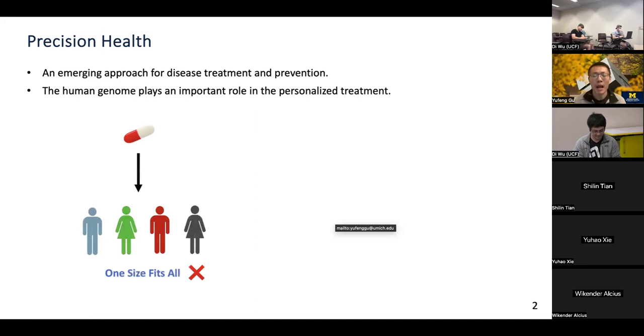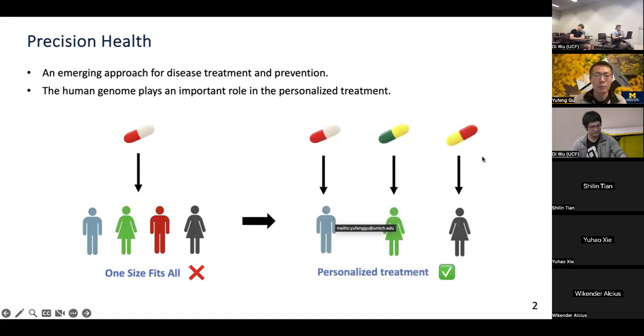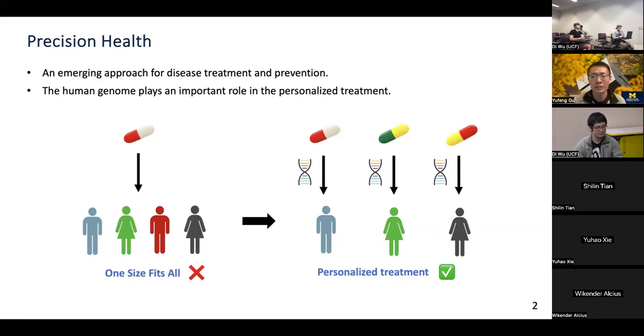So the high-level background is precision health in this field. Precision health is an emerging approach for disease treatment and prevention. It means that there could be a medication suitable for everyone. However, if the medication is targeted to different people based on their different genes, there could be potentially better treatment performance. Then in this process, the human genome plays an important role in personalized treatment.